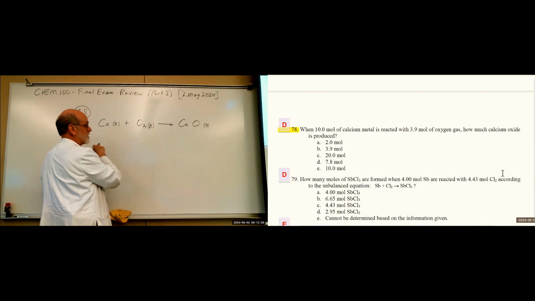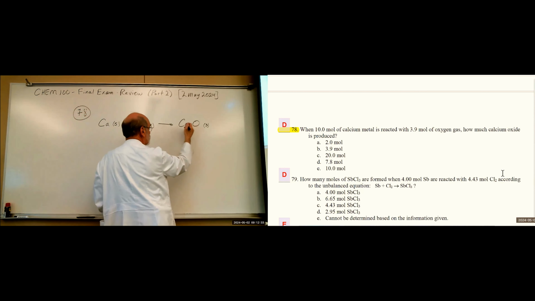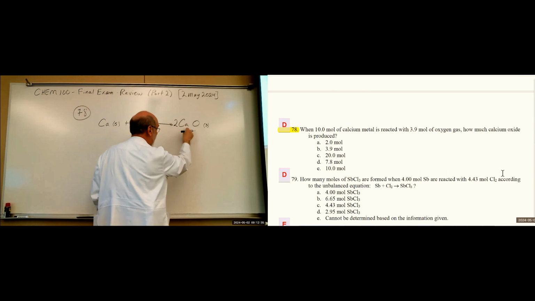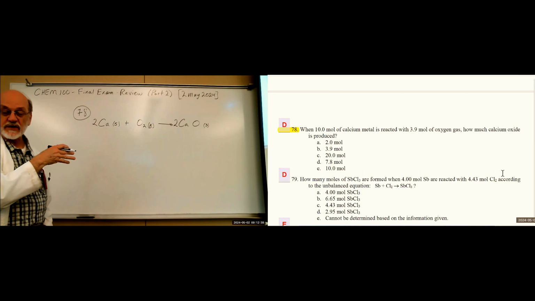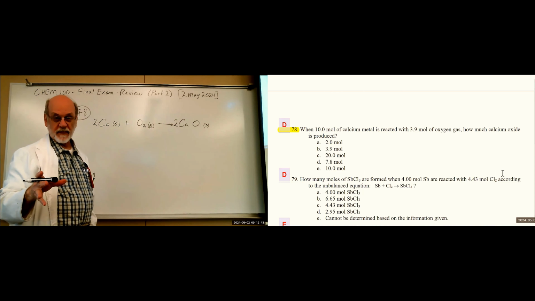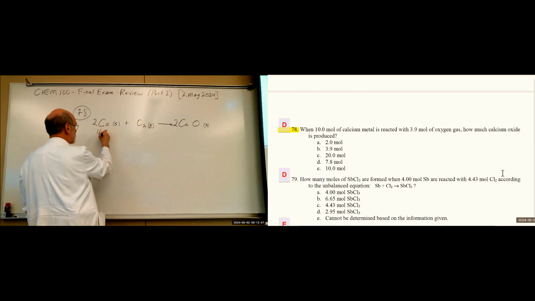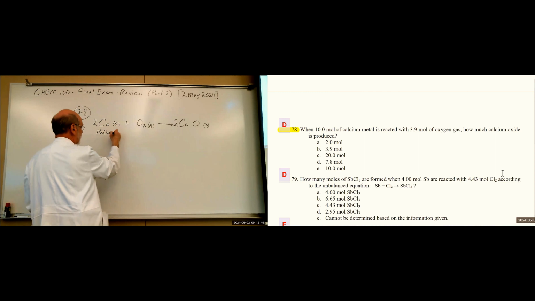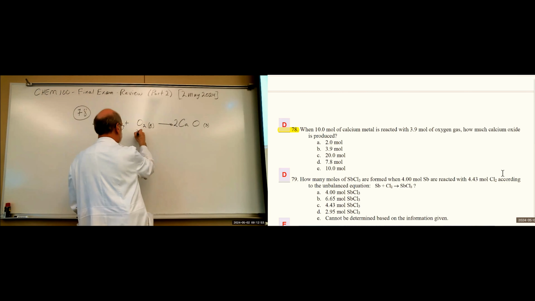But this way, we have to balance the equation. We have 2 oxygens here. We need 2 here. Now we've got 2 calcium. There's your balanced equation. Now we can go to solve the problem. 10 moles of calcium metal reacted with 3.9 moles of oxygen gas.